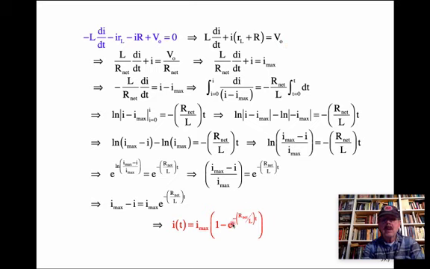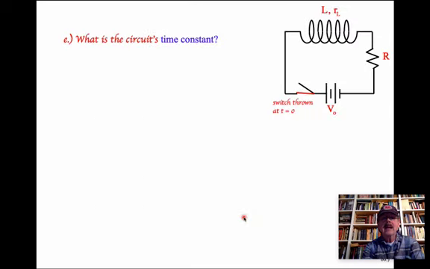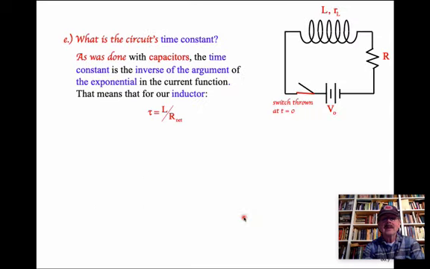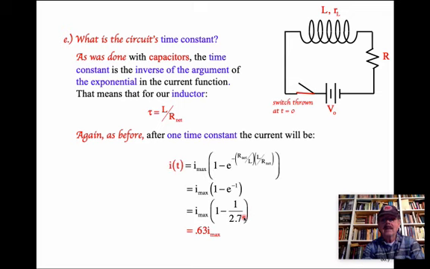Notice here in the capacitor situation, you had e to the minus t over RC, and RC ended up being that time constant. So 1 over whatever's in this slot is the time constant. Apparently the time constant for this monster is L over R net. What does it tell you? It tells you the amount of time that it takes for this current to get up to 63% of its maximum.